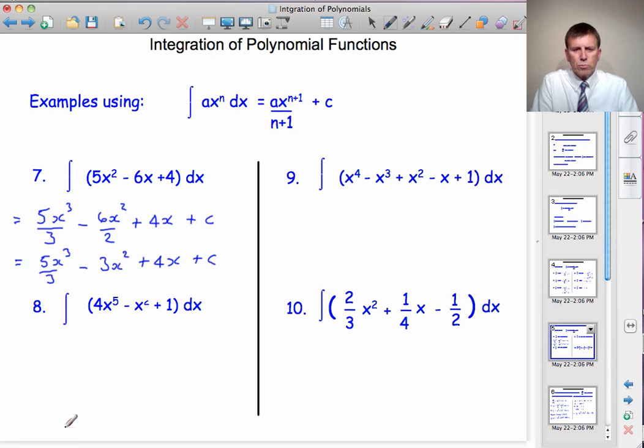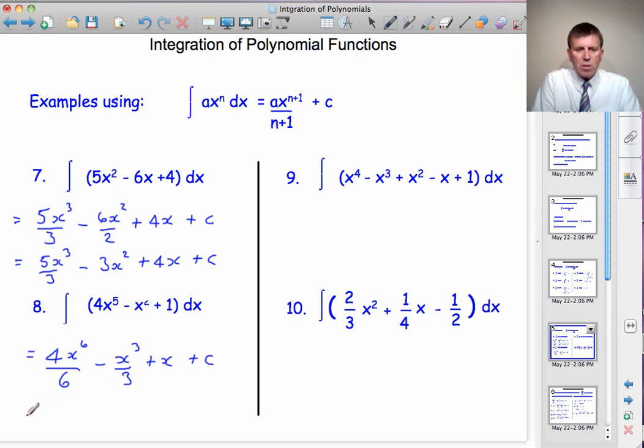Number 8. Integrate 4x to the power 5 minus x squared plus 1. This will give us 4x to the power 6 divided by 6 minus x cubed divided by 3. If I integrate plus 1, I get plus x. And then there's the constant of integration as always.